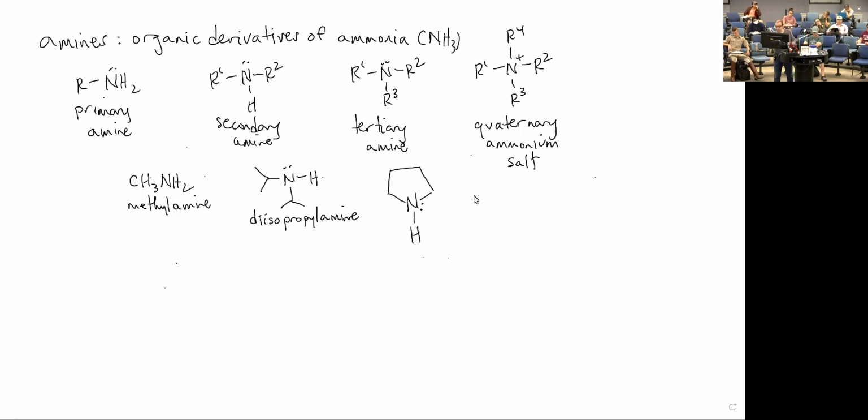An example of a tertiary amine might be something like triethylamine. And that's pretty straightforward to name, triethylamine. Just like that. So that'd be an example of a tertiary amine.